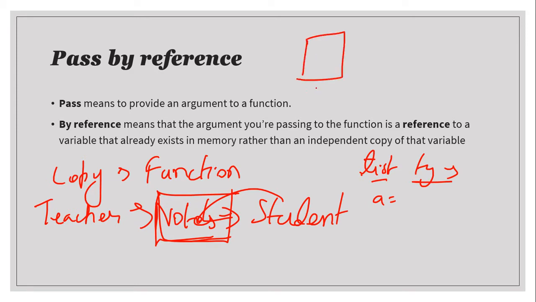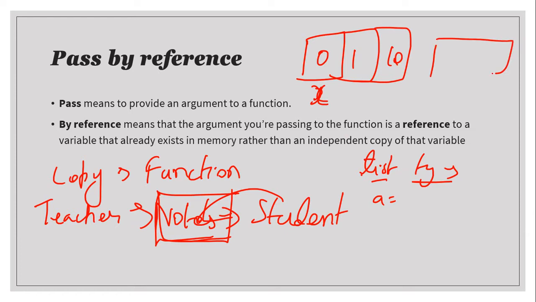This is my x, this is a list, and I pass it as a reference to the function. So the function is referencing my original list. If it makes changes, for example, it updates the first value, which is the 0th location, to 20, then it will become 20 and will not stay as 0. That is pass by reference.